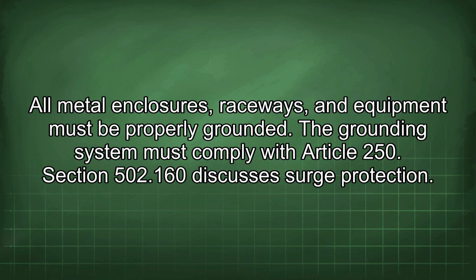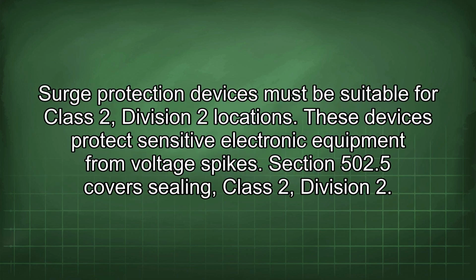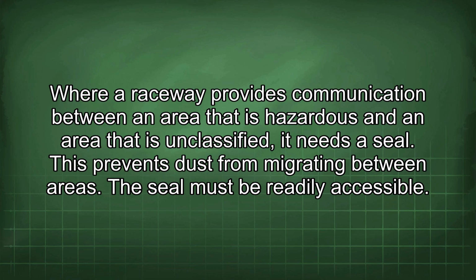Section 502.160 discusses surge protection. Surge protection devices must be suitable for Class 2, Division 2 locations. These devices protect sensitive electronic equipment from voltage spikes. Section 502.5 covers sealing Class 2, Division 2. Where a raceway provides communication between an area that is hazardous and an area that is unclassified, it needs a seal. This prevents dust from migrating between areas. The seal must be readily accessible.